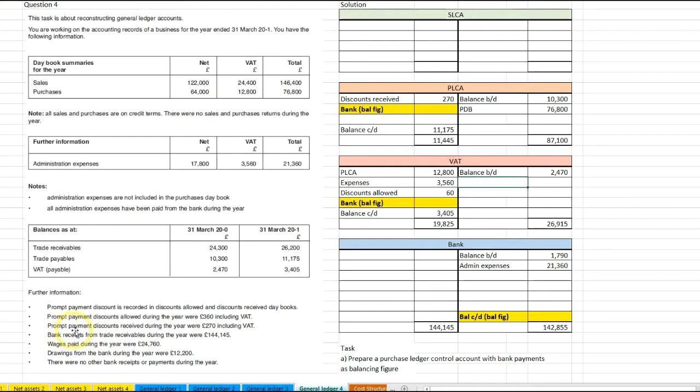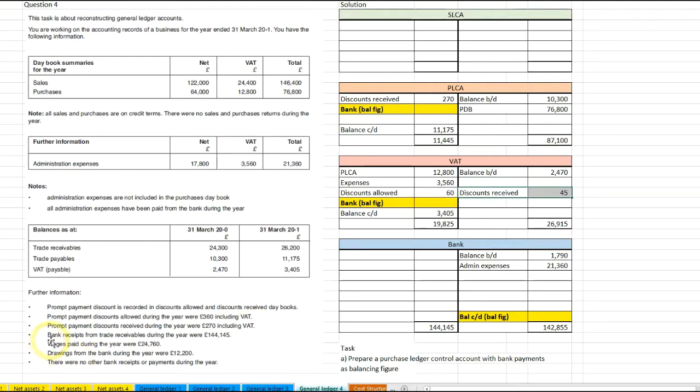Now I have prompt payment discounts received during the year of 270 including VAT. I'm going to take that figure, 270, as my gross figure, and you can see that I've entered the full 270 here as my discounts received. But now I need to work out the VAT on that, so I'm going to divide that by 6 to give me 45, and I'm going to enter that into my VAT account.